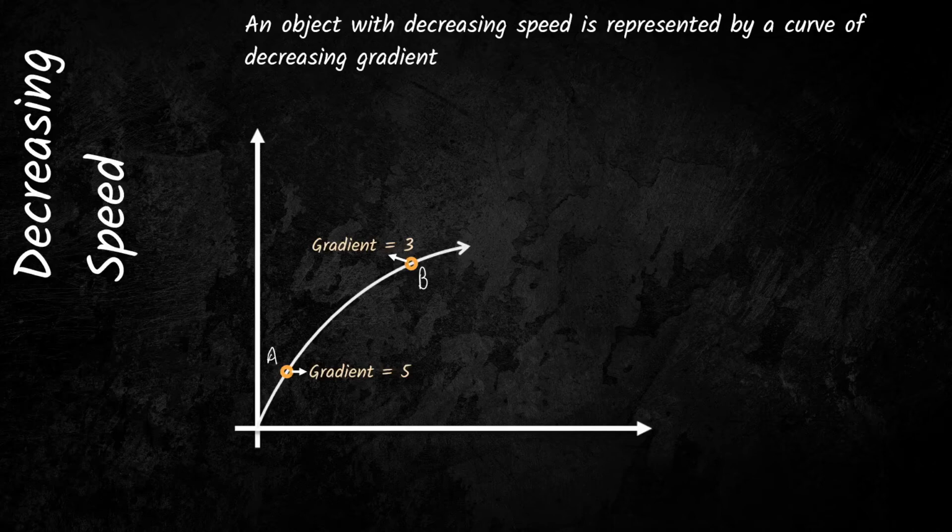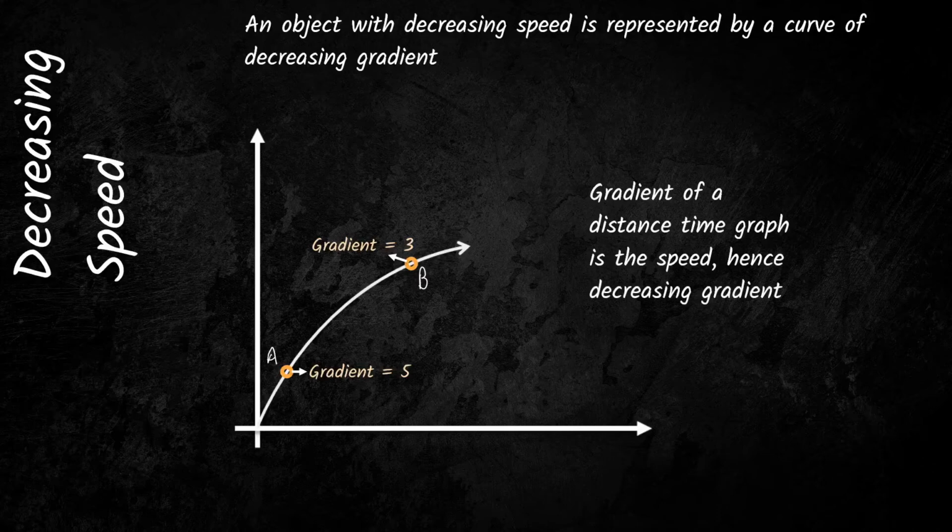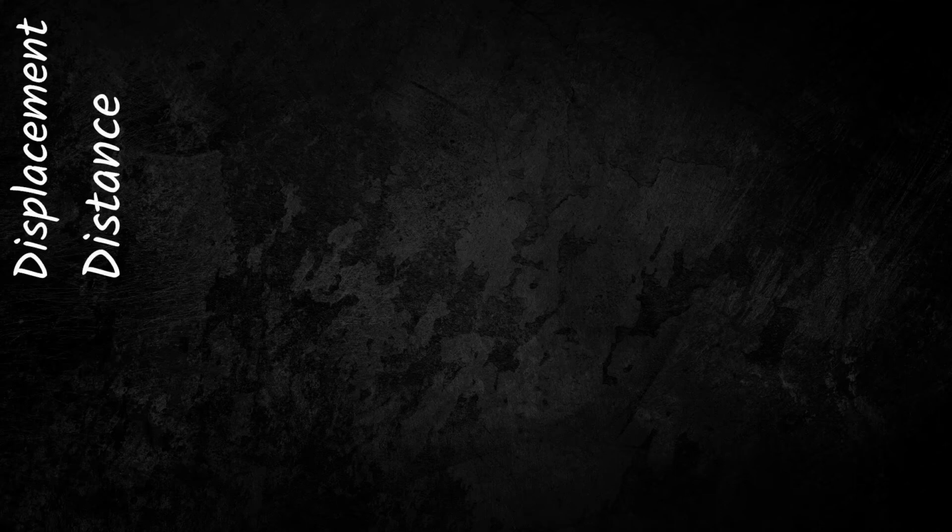All right. So to conclude, on a distance time graph, the speed is represented by the gradient. The curve is going downwards, hence the gradient is decreasing, and the speed must be decreasing as well. It's very important to be able to find the distance and the displacement from a graph.